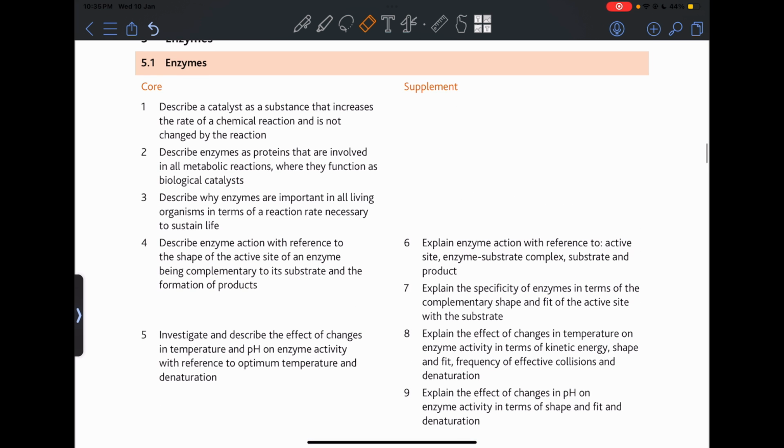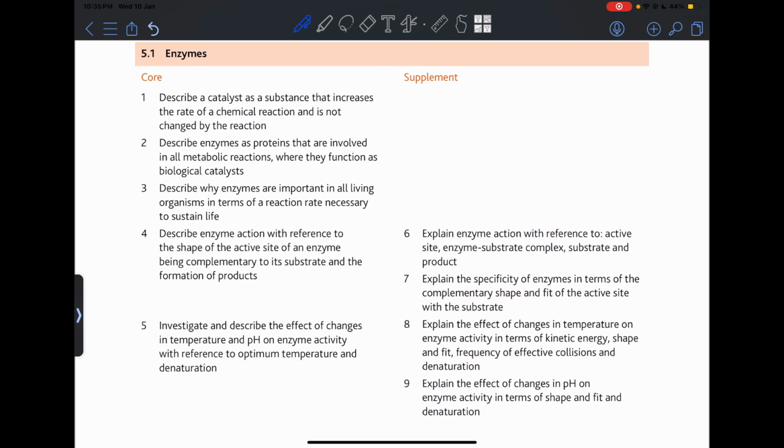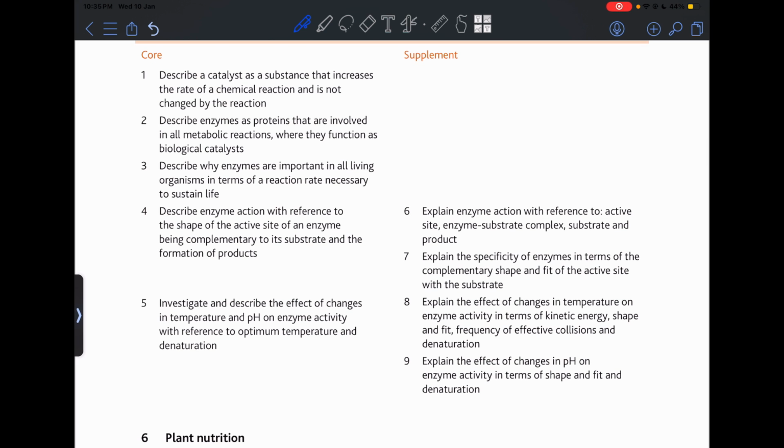Now, for the extended students, there is extra information. They have to explain enzyme action with reference to active site, enzyme-substrate complex, substrate, and product. This is basically what I just explained. There are specific keywords that you have to know, such as product. Product is the thing that comes out after the substrate is broken down. For example, if I break down a piece of starch, it will bring out glucose. This is what happens after it's broken down. This is the product, basically.